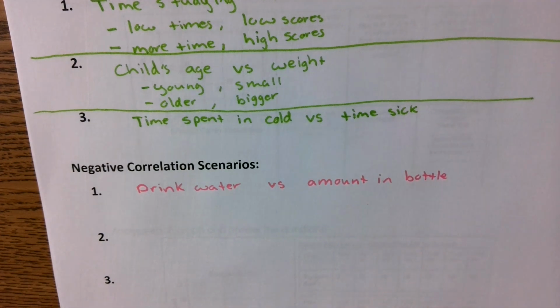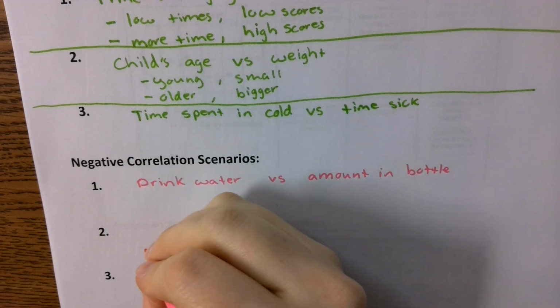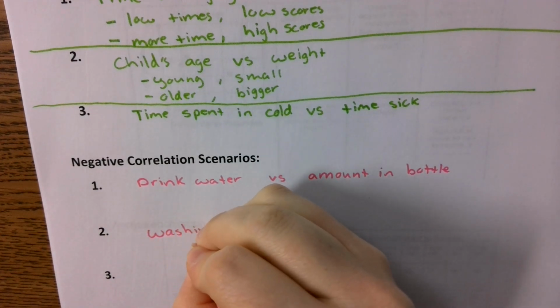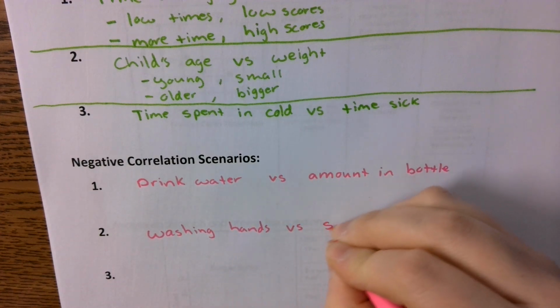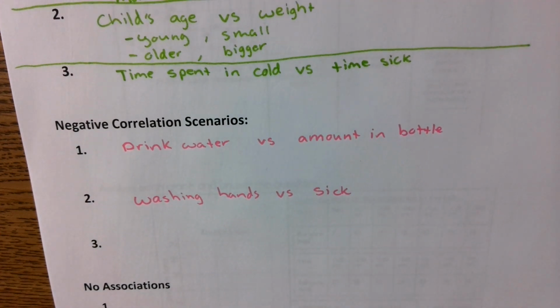If you're drinking water, then the amount of water that's left is decreasing, right? The more you drink, the less water remains. If we talk about washing your hands, the more often you wash your hands, the less amount of time you are sick. The more you wash your hands, the less often you are sick. Food versus hunger. The more you eat, the less hungry you are. These are all negative correlations.